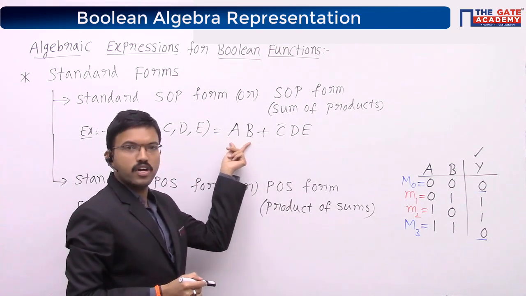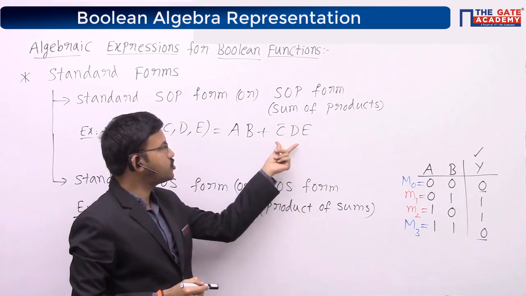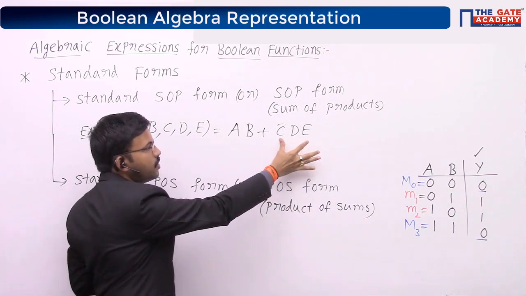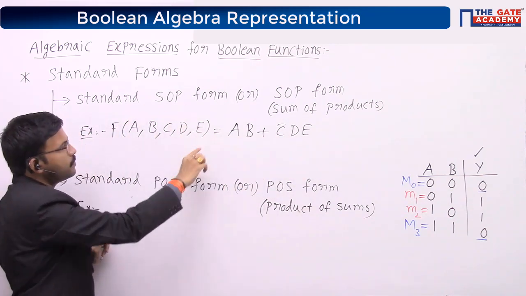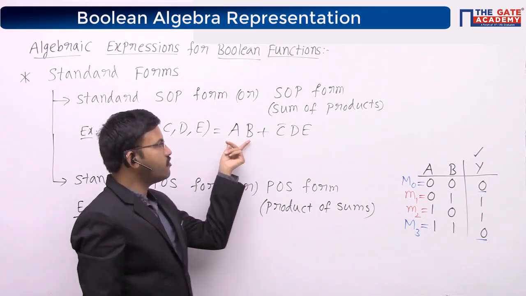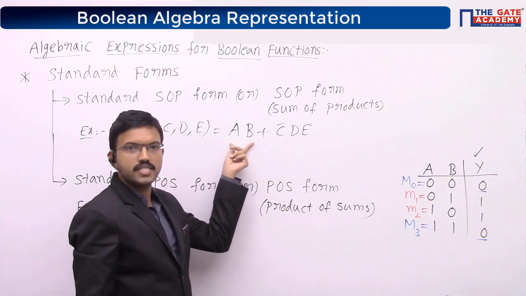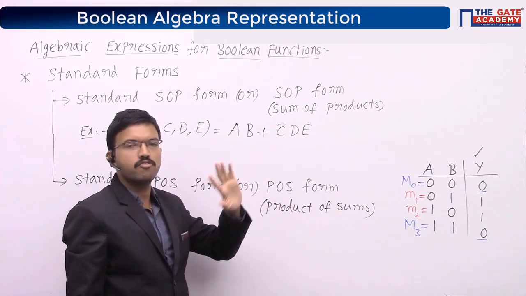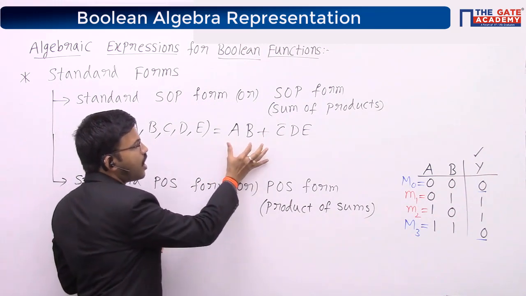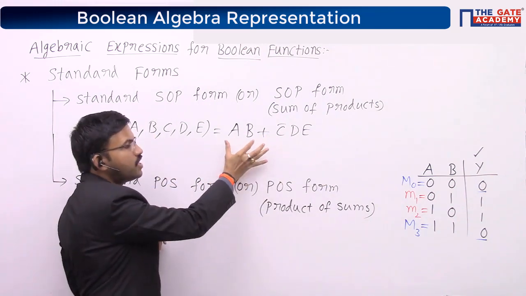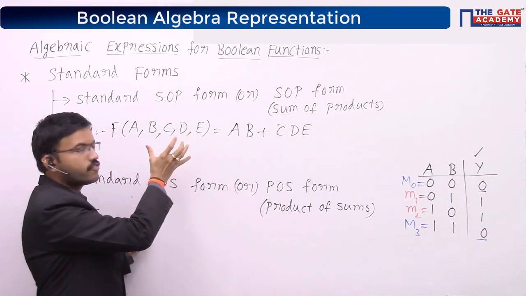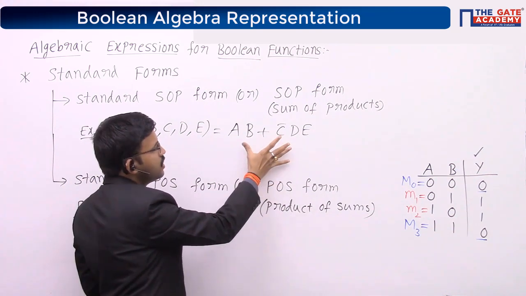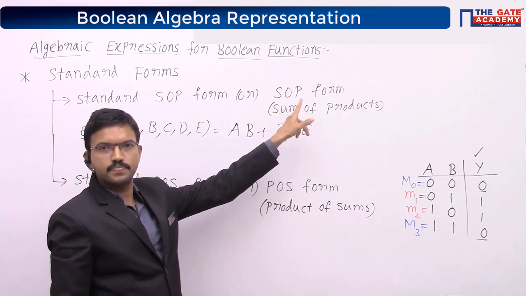Here I am having one product term. Here I am having another product term. These two product terms are summed together. Here if you observe, number of literals is 2. Here number of literals is 3. But the given number of variables is 5. Right? If at least in one of the product terms, the number of literals is less than the total number of variables, then I will call that particular product term as simply product term. I won't call it as a min term. If in all the product terms, the number of literals is equal to the number of given variables, then I will call it as min term. So here I am having simply product terms which are summed together. This is called SOP form.